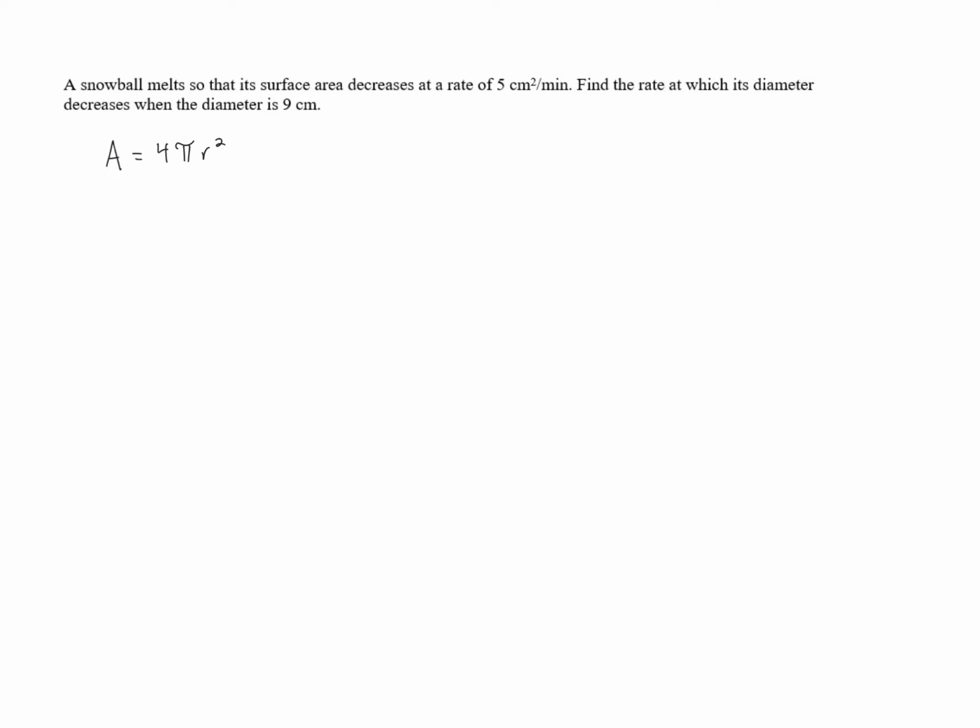Now we know that the radius is half the diameter, so we can write this as 4 pi times half the diameter squared. So that's going to be 4 pi times d squared over 4. 2 squared is 4, and look at that, the 4's cancel. And so the area in terms of the diameter is just going to be pi times the diameter squared.